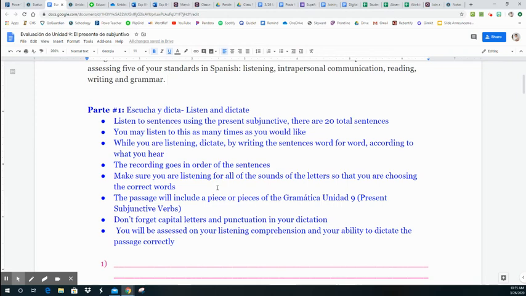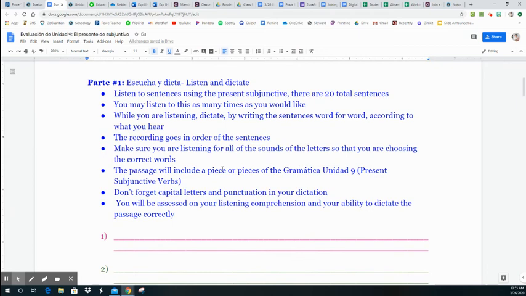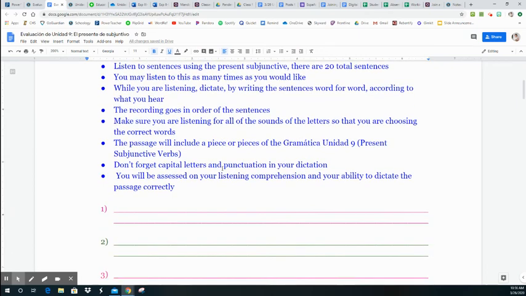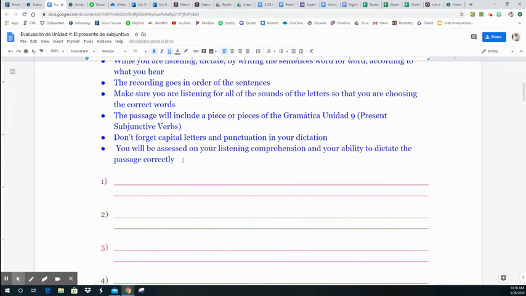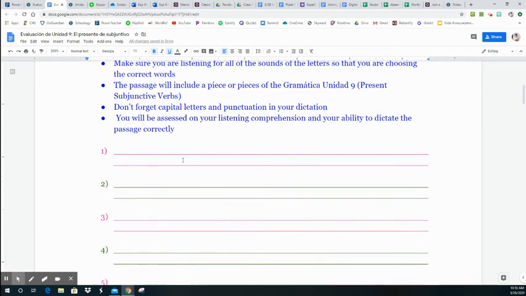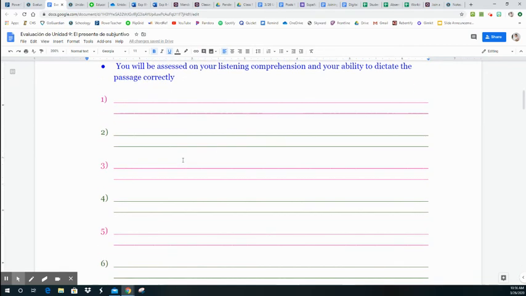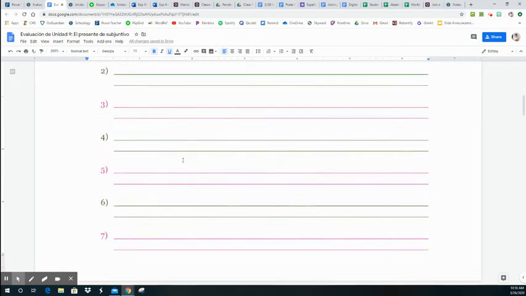It does go in order. You will hear numbers in front of each one, so it will say número uno, and it will give you the sentence. And it will say número dos, and it will give you the sentence. So that's how you can hear your sentences. There are 20 total. Each one uses at least one present subjunctive verb, so make sure you're conjugating those verbs correctly. Do not forget that these are sentences. They must start with capital letters and end with punctuation. Also, don't forget your accent marks and your spelling. That is part one.